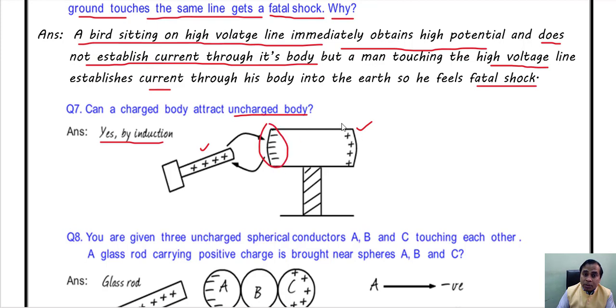This body, at this corner, gets polarized. What will happen if these two are polarized? There is a force of attraction between these two bound charges. So let this be initially uncharged, but once this body is brought near, the free electrons of this body get clustered to this side, and now these two bound charges are attracting one another.